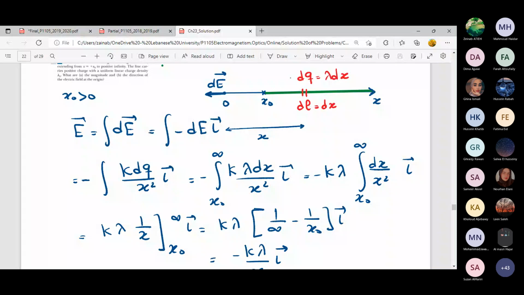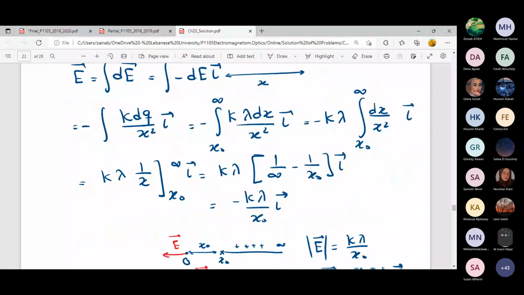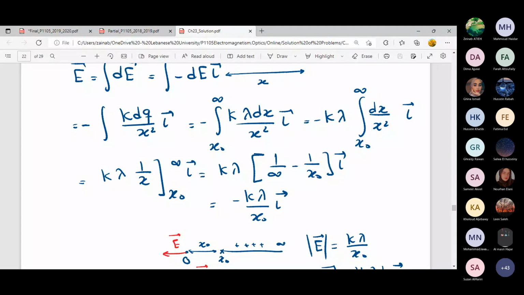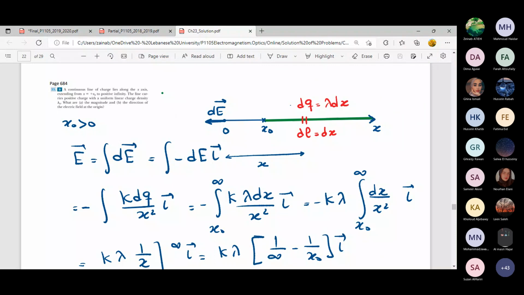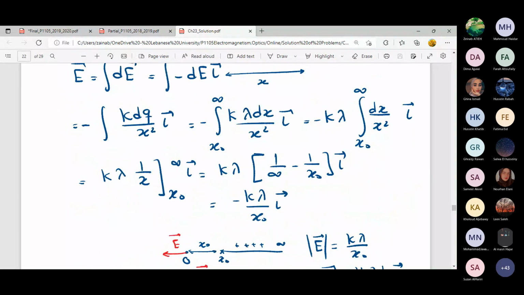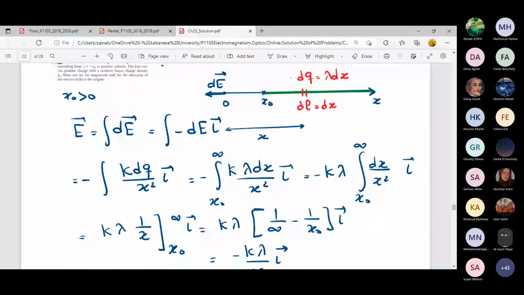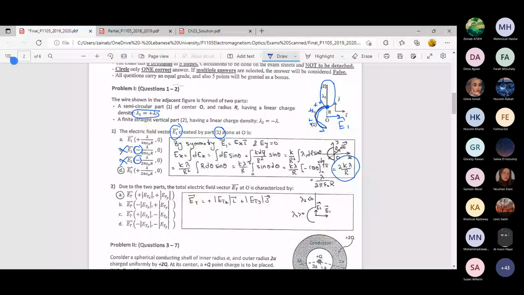Okay, so you can see that our answer had a magnitude of k lambda over x0, where x0 is the distance between the point and the start of the wire. So if we do the same solution here, but instead of x I put y, the same integral from r to infinity. Why from r? Because the position of the beginning of my wire starts at r. But he did not ask me to find the electric field here.